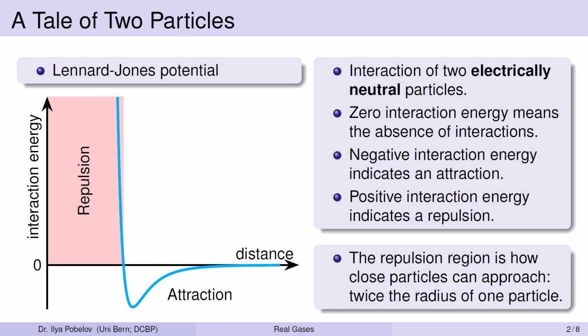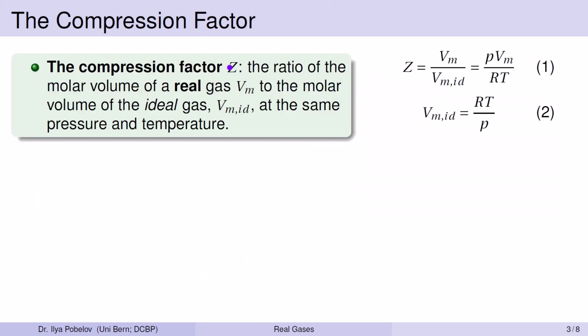The interparticle interactions and the energy associated with them are the main causes of why real gases deviate from ideal behavior. As we move forward, we will see how these microscopic concepts translate into observable phenomena. The compression factor Z plays a crucial role in understanding the deviations of real gases from ideal behavior. It is defined as the ratio of the molar volume of a real gas to the molar volume of an ideal gas at the same temperature and pressure.